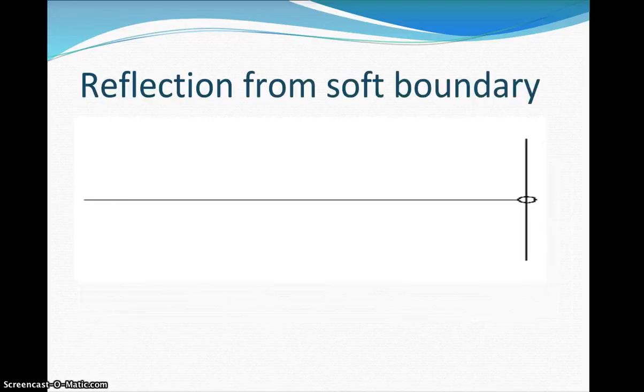If we have reflection from what's called a soft boundary, you see that there's a big difference in how the reflected wave behaves. The soft boundary is able to move and causes the wave to reflect in the same direction as what's called the incident wave. That's the one that approaches the boundary.